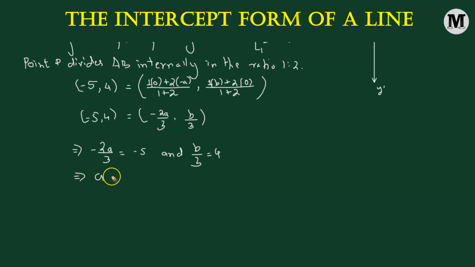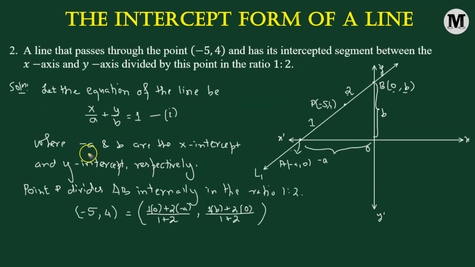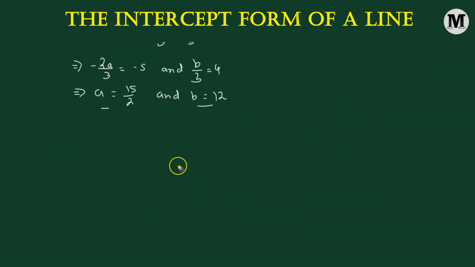Solving for the value of a, a comes out to be 15 over 2 and b comes out to be equal to 12. Okay, so now we have successfully obtained the value of a and b. However, we don't need a here, we need negative a, because we have already considered negative a to be the x-intercept. So that means our actual values: negative a is going to be equal to negative 15 over 2, and b is going to be equal to 12. Fine. So what is the equation of the line?